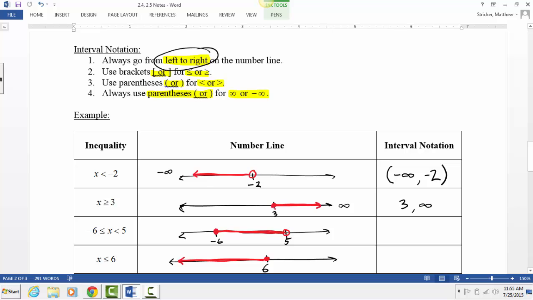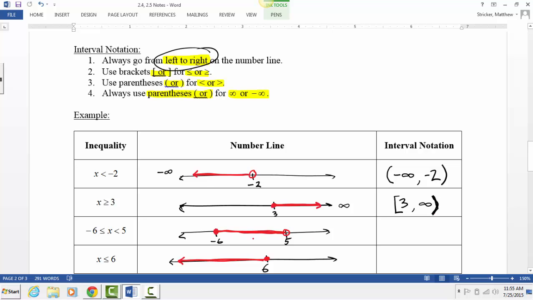And then the 3, in this case we do have an equal to, it's a closed circle, which we use a bracket there. And for infinity, remember, we always use parentheses. Notice these first 2 examples. Parentheses always on the infinities.